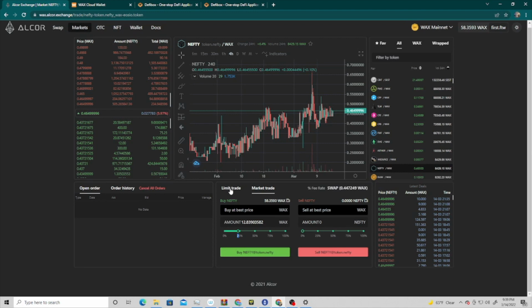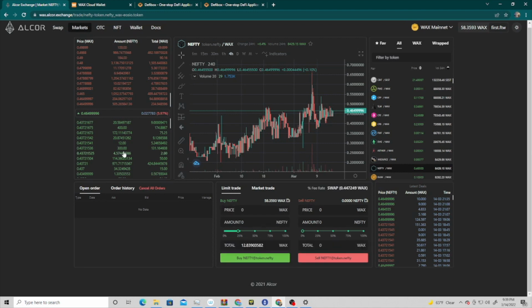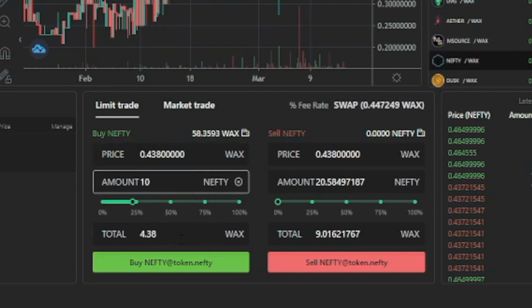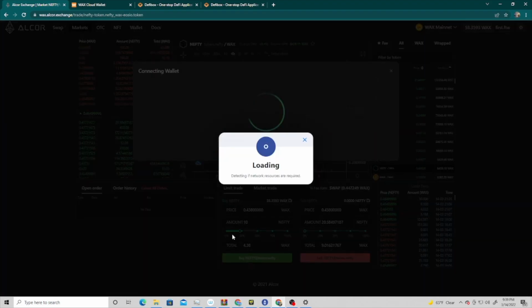Limit trading is going to be a little different. So let's say if I want to get a little bit better deal than what this guy's offering, I can click on here. It'll automatically fill in what the values are, and now I can go a little bit above what he's offering. Let's say I say 8, and then I'll buy 10 Nefty tokens for that. It'll cost me 4 Wax. I can say buy. That's going to ask for my wallet signature.